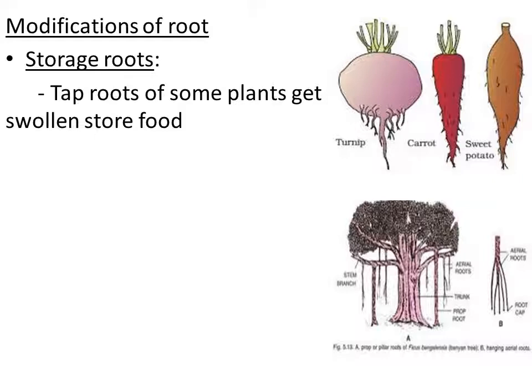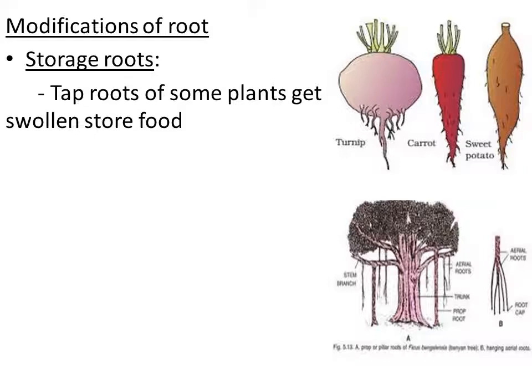So we have different examples here. Turnip is a modified root, and carrot is also a modified root. Sweet potato is also a modified root. All these modified parts are underground. Clear? So where the carrot grows, it is actually the underground part of the plant. The taproot of the carrot plant is modified by storing food. Because it stores the food, the root is called a storage root.